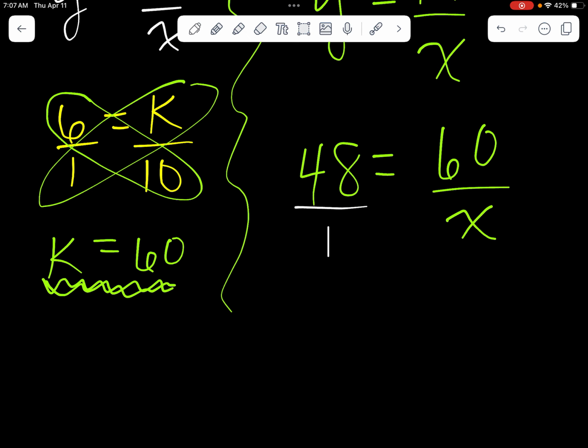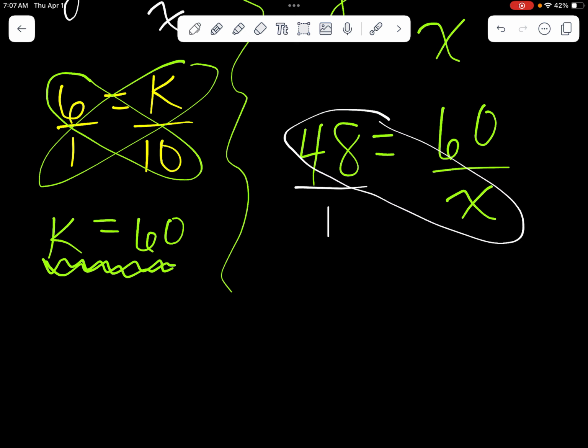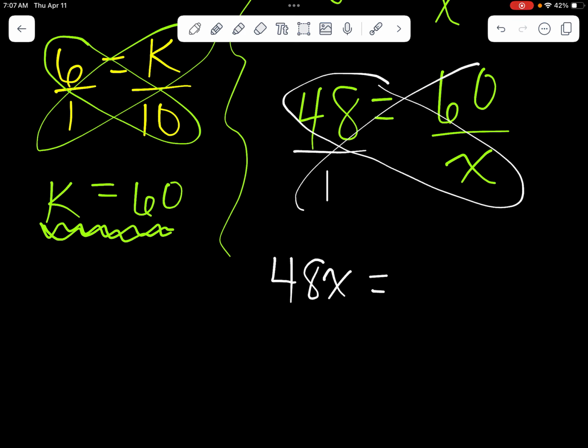and that creates a proportion. Now when I do these simple proportions, I like to cross multiply where the letter is first. That's just a personal preference, but it doesn't matter who you cross multiply first. So here we go, 48 times x is 48x. And then we are going to cross multiply 1 times 60. That's going to give us 60.